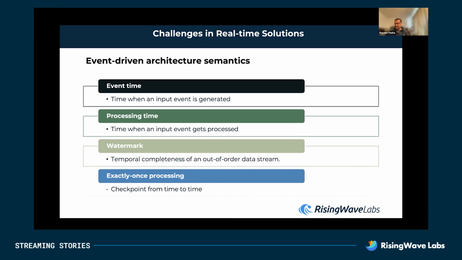And the last thing is exactly-once processing. This is a concept where, again, when the data comes in out of order, or if there are duplicates, the system should be able to provide strong consistency guarantees.